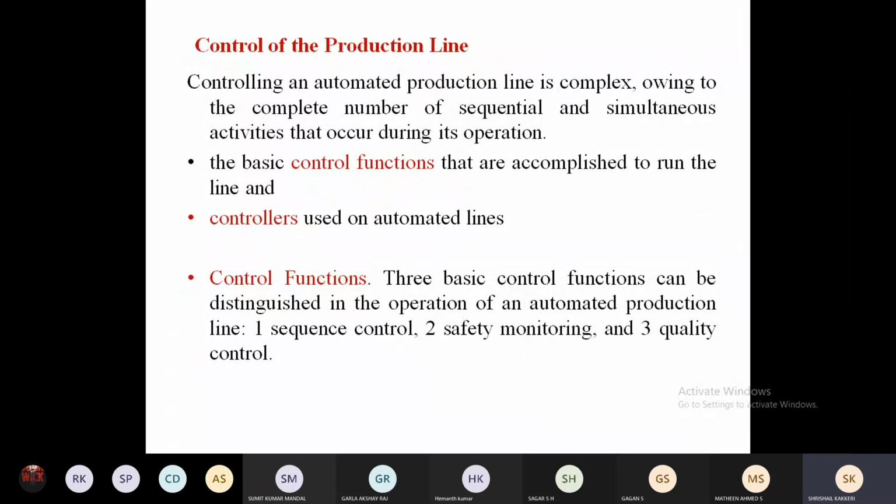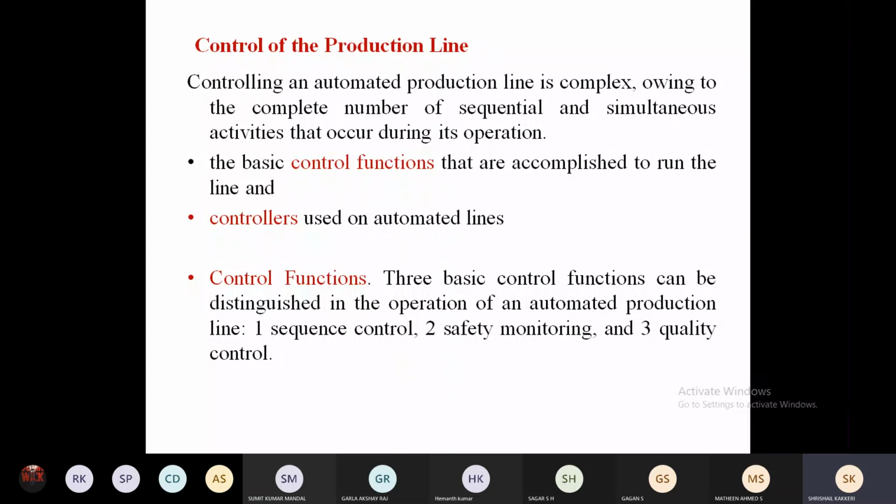And safety monitoring: the safety of the systems, the safety of the workers, the safety of the machine or mechanism itself, and the work part. All these will be taken care of by the safety monitoring systems. And another one, the high rejections can be reduced, the rejected part should not be sent to the next workstation, and the work part will be inspected within the system itself. All this care will be taken by quality control functions.